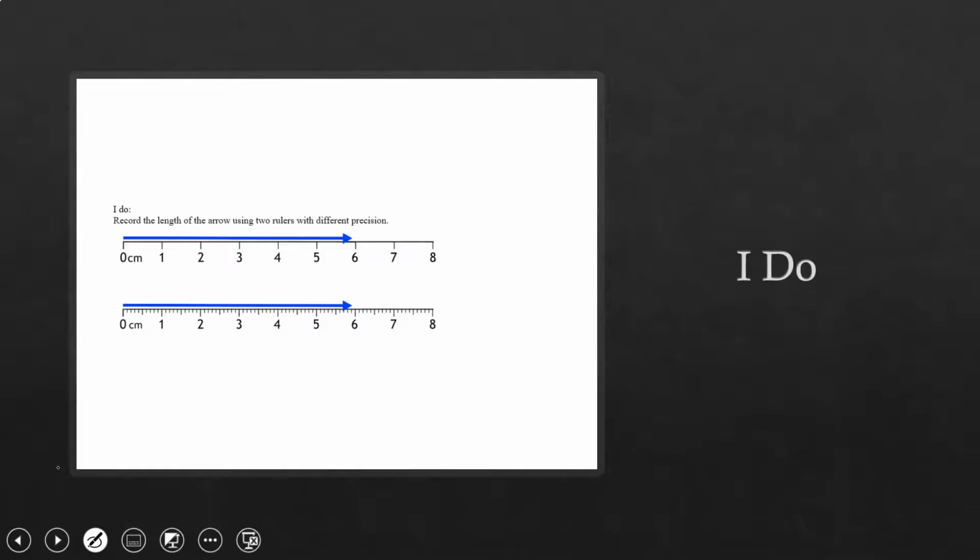Okay, so for the top one, we know 5 and 6. So we know the arrow is at least 5 centimeters. But it's between 5 and 6, but we aren't certain how far. So we would do one guess as to how far, and we might guess 5.8. This digit, being a guess, can vary. You would have been justified guessing 5.9 or 5.7. Those would also be valid.